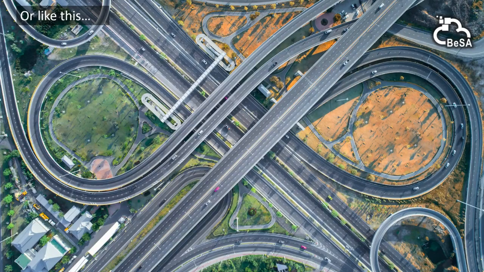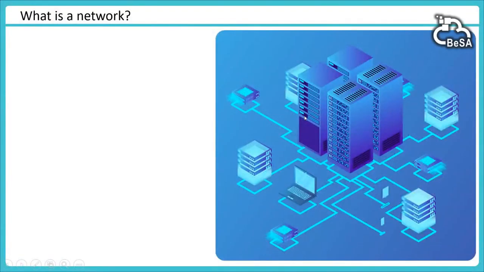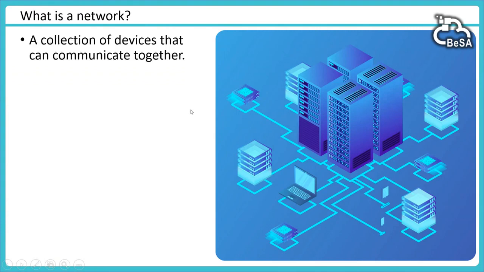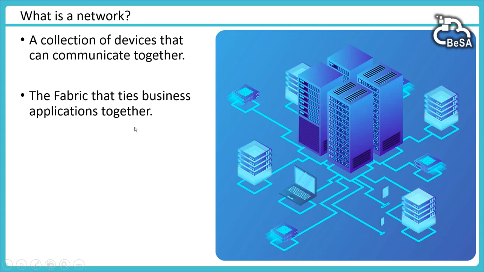Now, if I give you my definition of what a network feels like to me, I would say a network is a collection of devices that can communicate together. And if I give a little more generic business definition, I would say it is a fabric that ties business applications together. Like we are currently using a network for seeing this WebEx from my home. I'm broadcasting, that goes on the network to my service provider, goes to the StreamYard server, and then goes to Twitch.